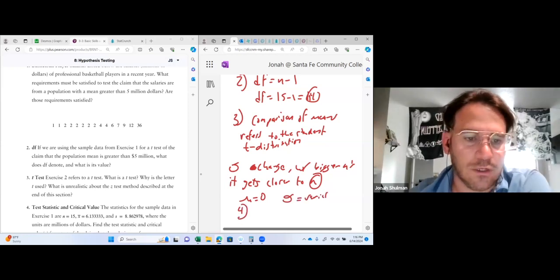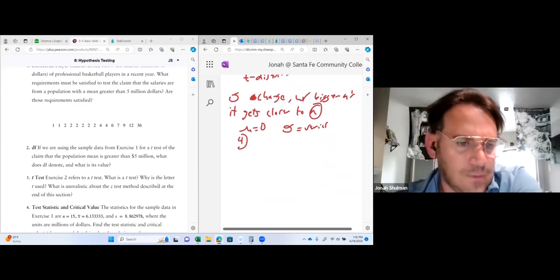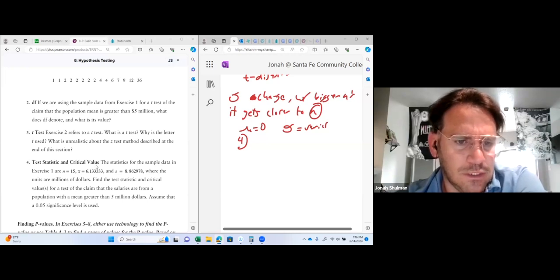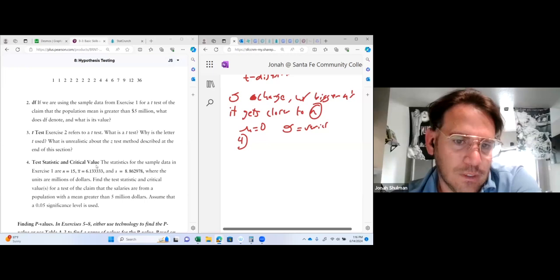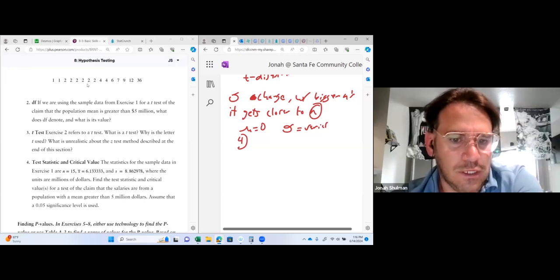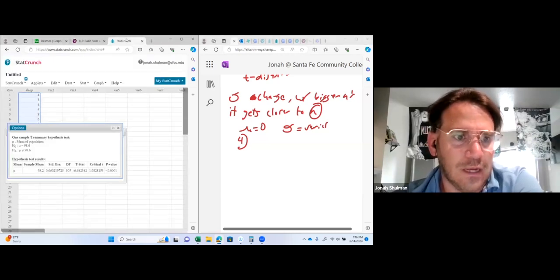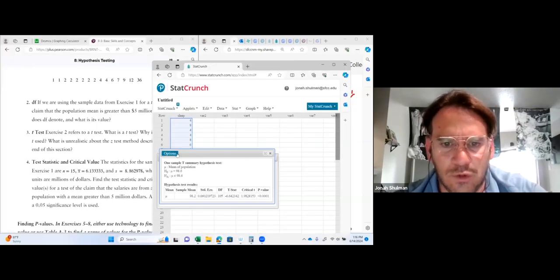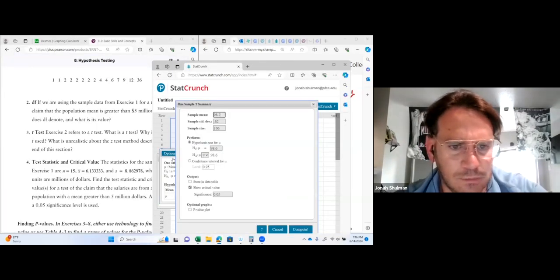All right, here's number 4. The statistics for the sample of data in exercise 1 are given, where the units are millions of dollars. Find the test statistic and critical value for a test of the claim about salaries. Okay, so we might as well do this, right? I'm just going to do it via StatCrunch. If you want to watch, you can rewind to watch me do it by hand if you'd like.